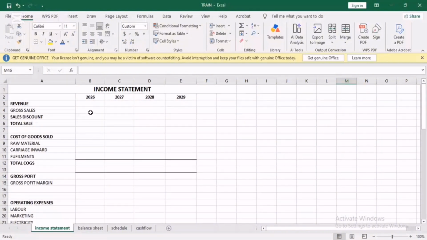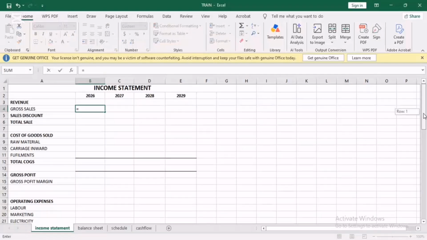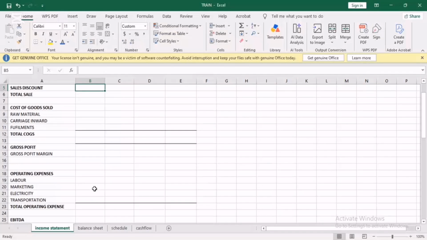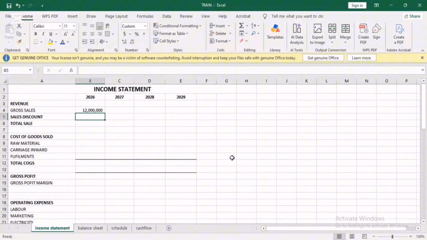So how do I do that? I will hit here equal to, the number of organic sales, 3,000 for the first year, then multiply by the average price per item. Let me hit it. That's that. So 12,000 naira worth of sales is what we're expecting for the first period.